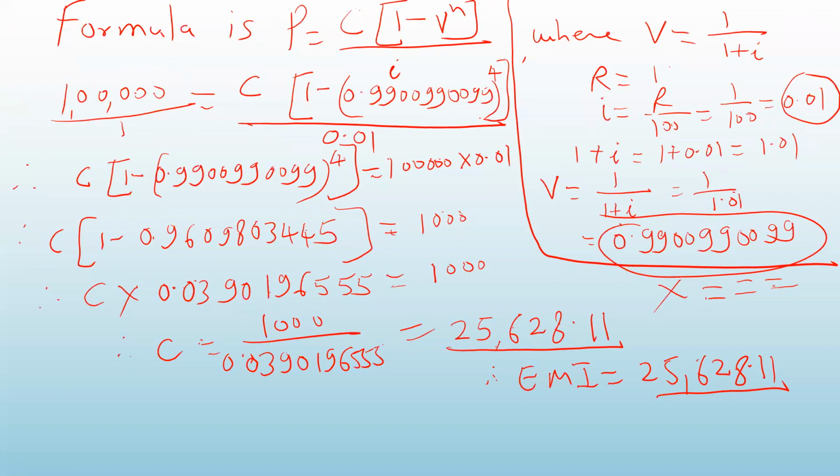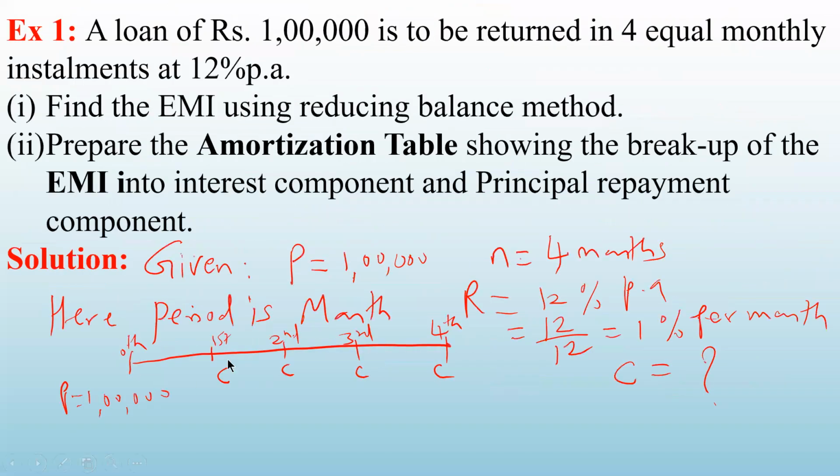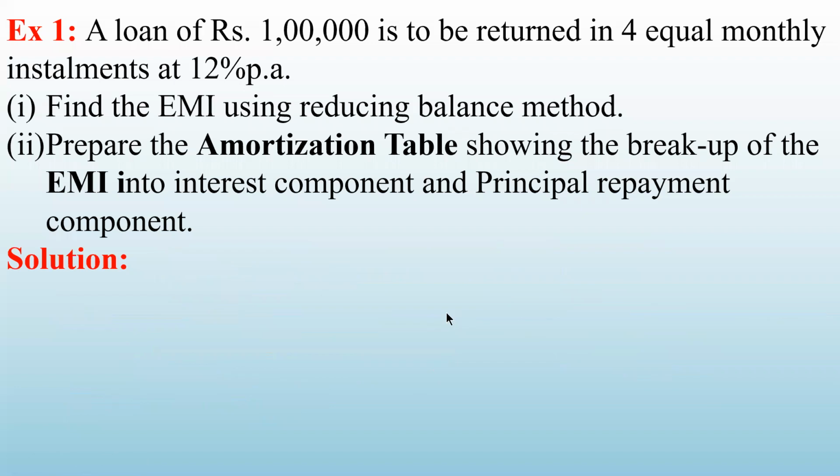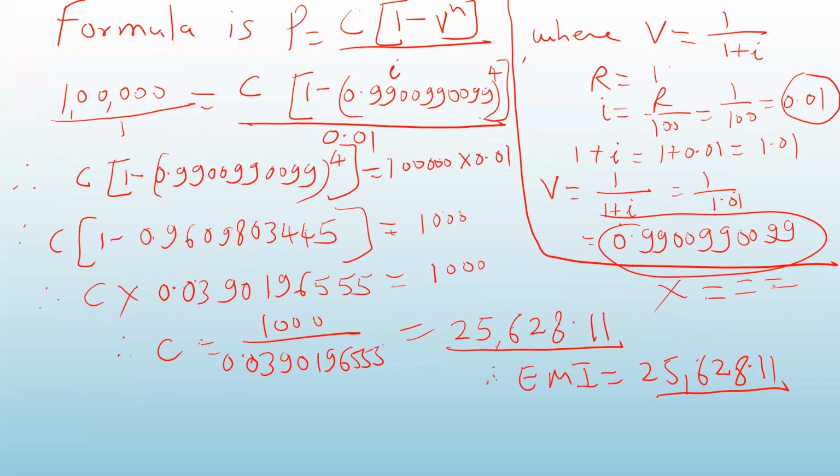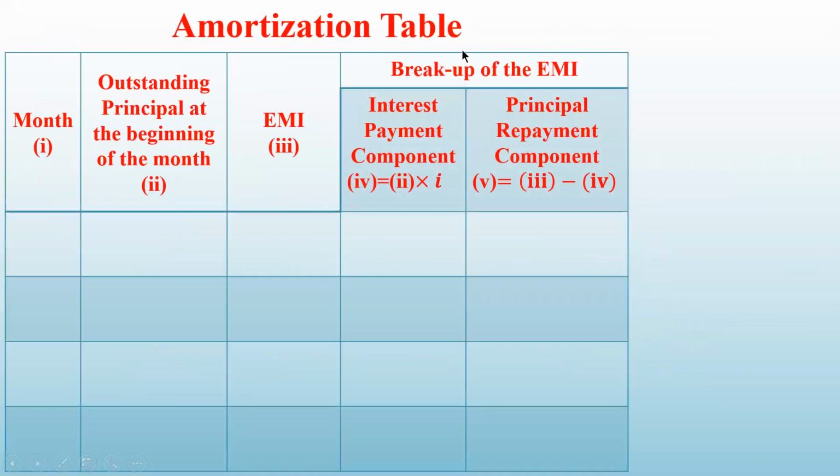So we have calculated that when you take the loan of 1 lakh rupees, the amount of installment C is coming as 25,628 rupees and 11 paise. This much installment you have to pay for 4 months. Okay. Now let us see the other part, preparation of the amortization table. So this is what the amortization table is.